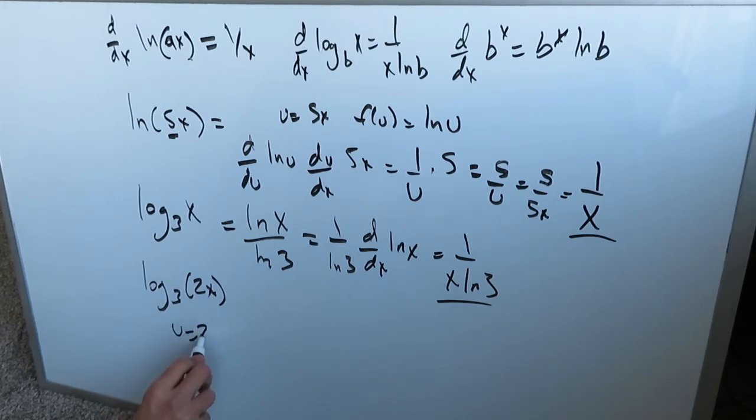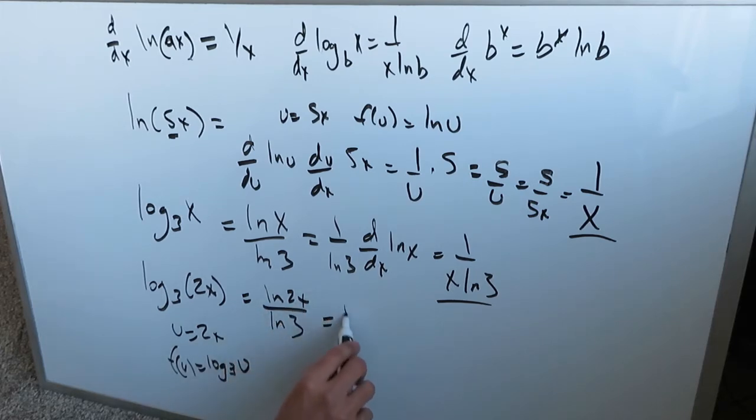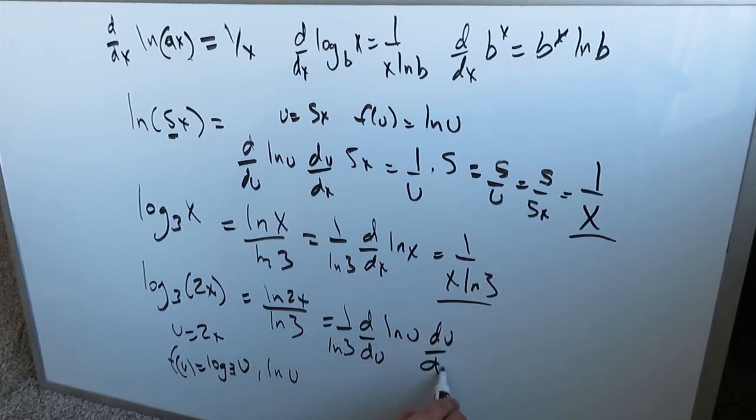Let's say u is equal to 2x, and then we proceed with f of u equal to log base 3 of u. If you look at the change of base formula, you have natural log 2x over natural log 3, and we're doing the derivative of this. We can bring the natural log 3 out, and now we're doing the chain rule. ln 2x became ln u because we substituted u for 2x. And then the derivative of u with respect to x is 2.